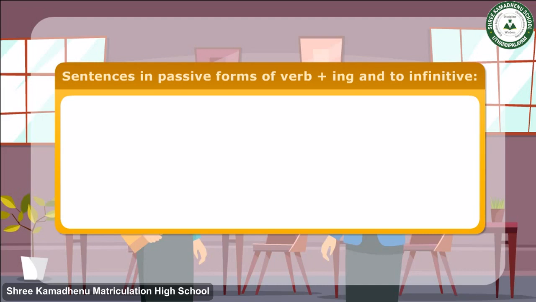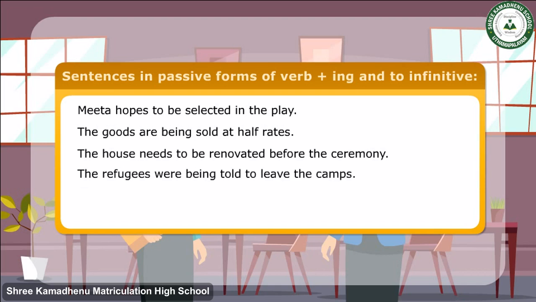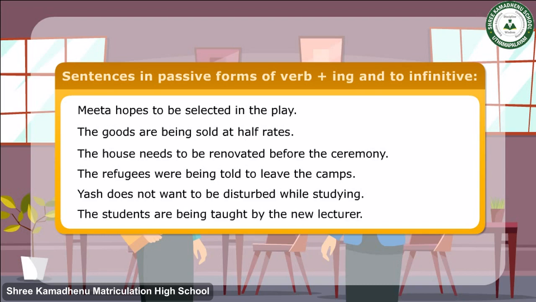Here are a few more sentences in passive forms of verb plus ing and to infinitive. Meeta hopes to be selected in the play. The goods are being sold at half rates. The house needs to be renovated before the ceremony. The refugees were being told to leave the camps. Yash does not want to be disturbed while studying. The students are being taught by the new lecturer.